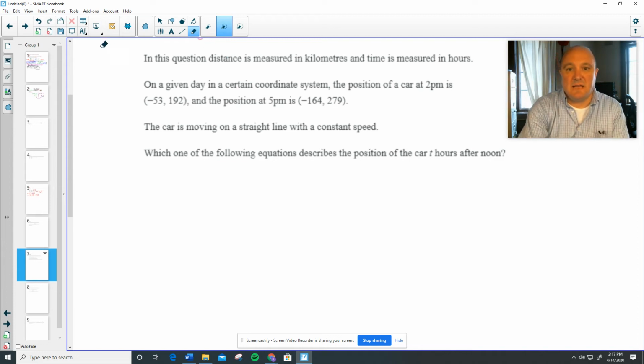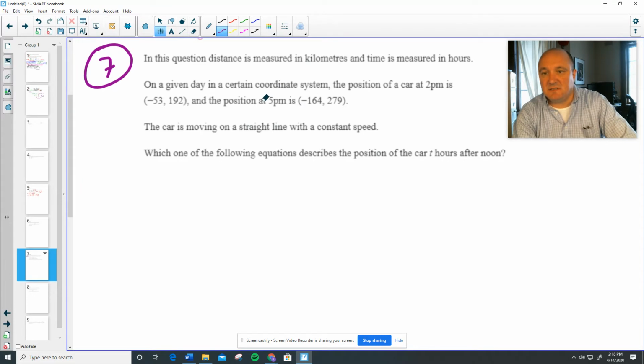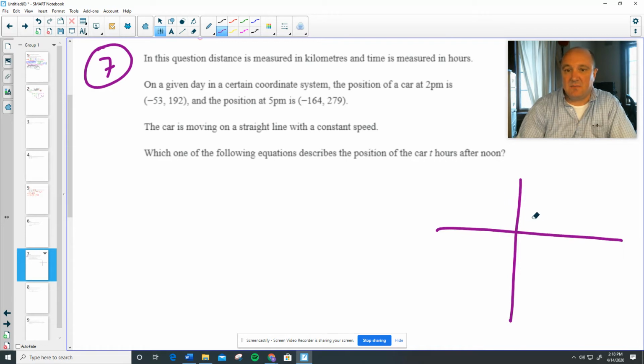All right, so let's look at number 7 from the cognitive homework. In this question, distance is measured in kilometers and time is measured in hours. On a given day in a certain coordinate system, the position of a car at 2 p.m. is at negative 53, 192. So this is my position at 2 p.m.